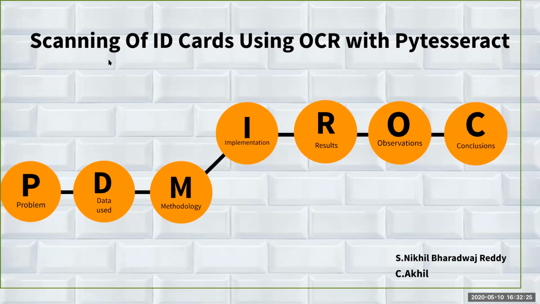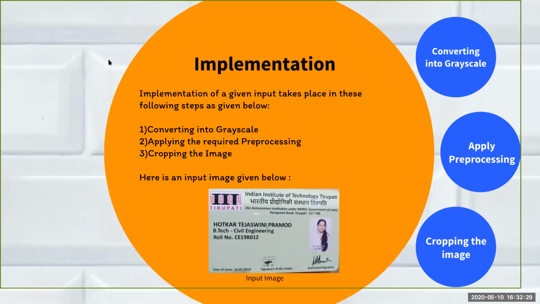Hello everyone. Now we'll move on to the implementation part. The implementation actually consists of 3 parts, which we do before applying OCR. The three main parts are converting the given input into grayscale, applying the required pre-processing based on the input, and cropping the image so that we get only the essential information.